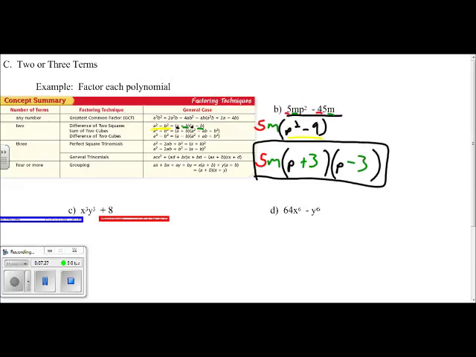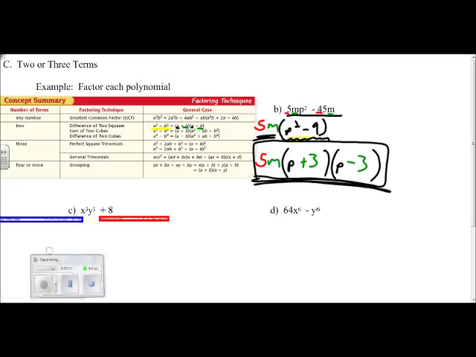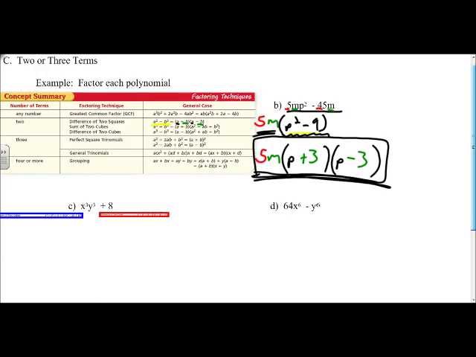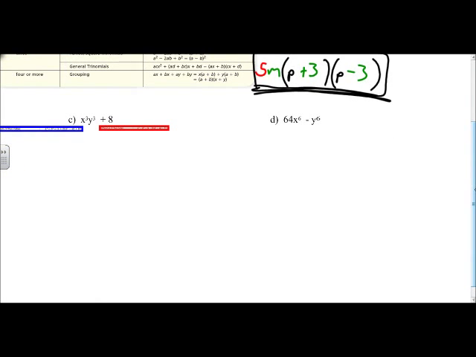So again, first thing to look at is the factoring by greatest common factor. Then once you have it down into a smaller polynomial, see if you can factor that any more. And this is our final answer. Moving on to some of our other examples.